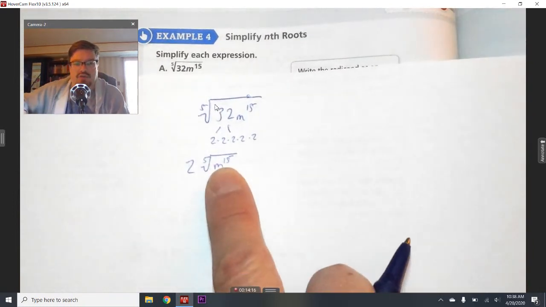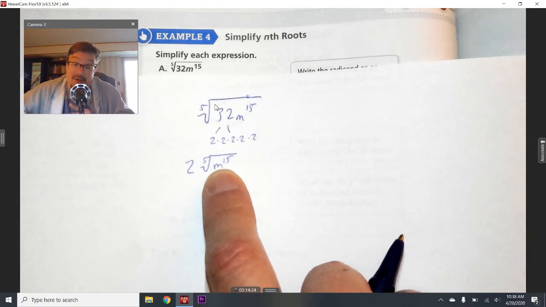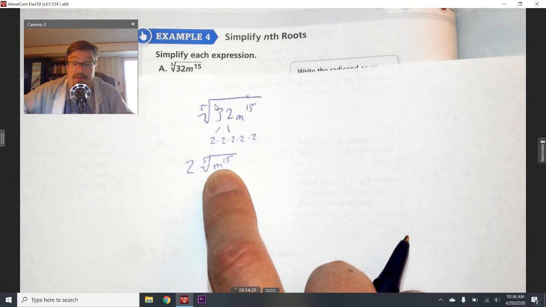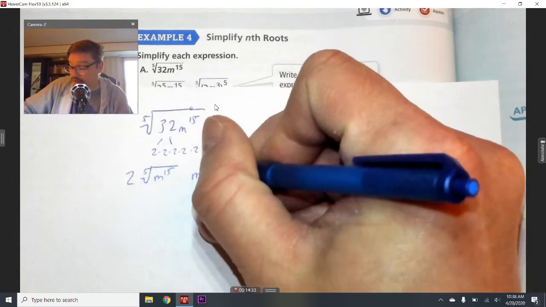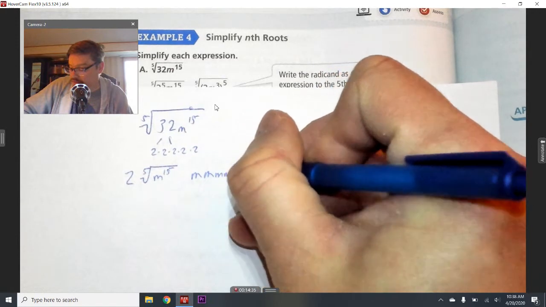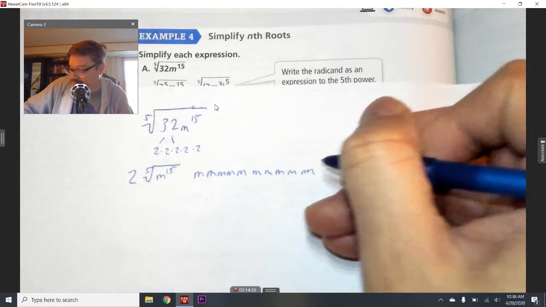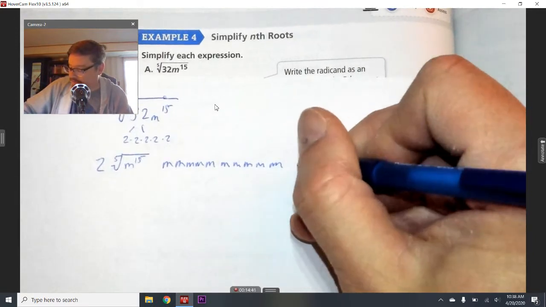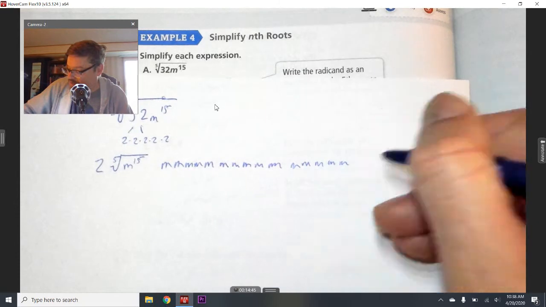Think of how many quintuples can you take out of 15 m's? M to the 15th means that I have m multiplying itself 15 times in this very long chain. I do not want to write 15 m's, but in this example I will, so I will show you. Okay, so just visually, this is what's happening.